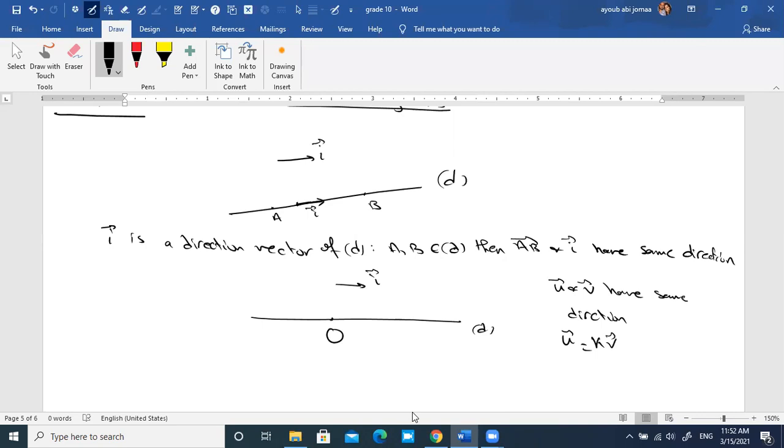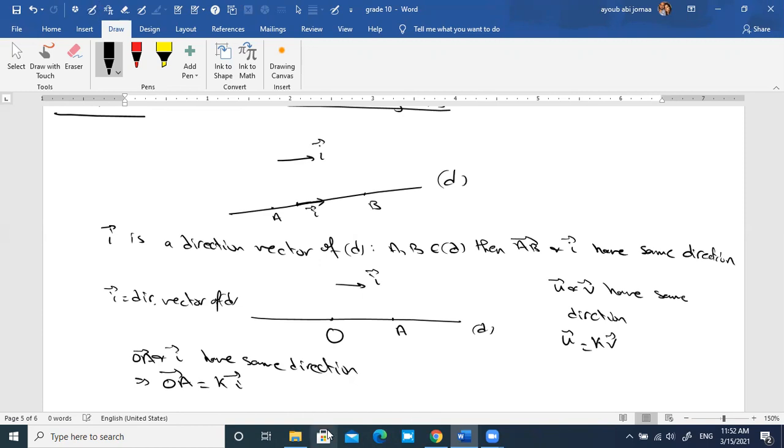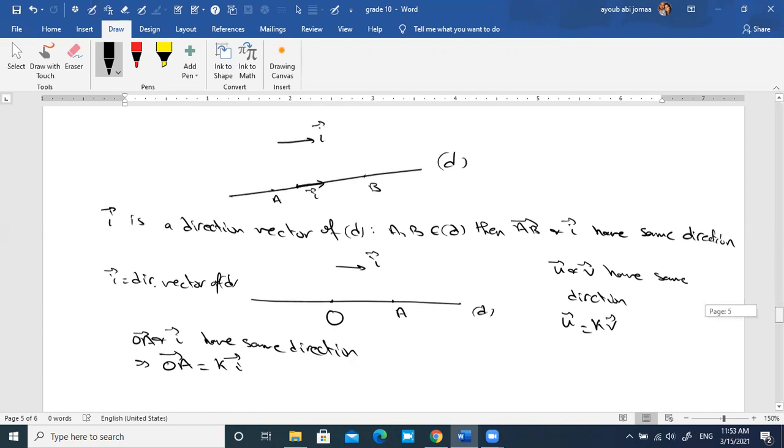Right. If you have a point O here on line D, then vector OA and vector I have the same direction, because here, as we said, I is a direction vector of line D. So vector OA and vector I have the same direction. It means that OA is equal to some constant times vector I. And from here we are going to start.